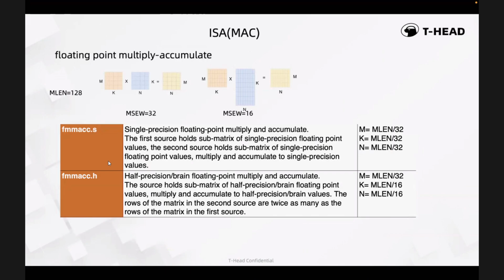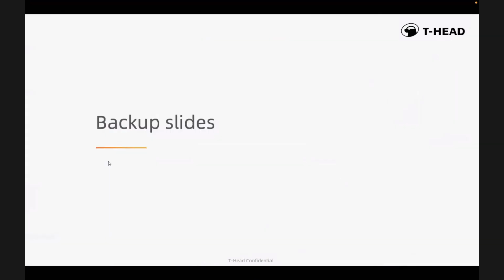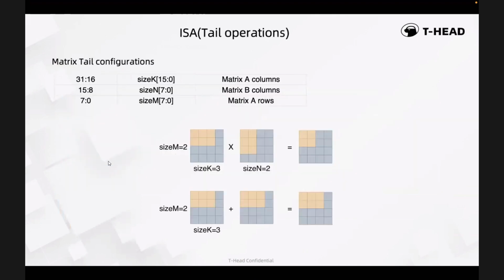So does that mean you only support two types of matrix in terms of size? Only 4x4 times 4x4 and 4x4 and 4x16? We have tail operations because if the size is not the right size, you want to fully cover the extension matrix registers, you can have tail operations.